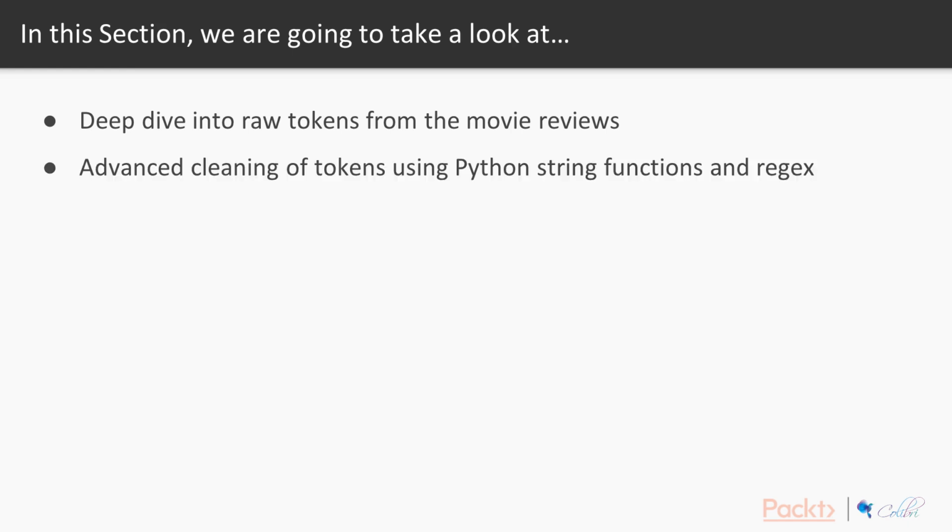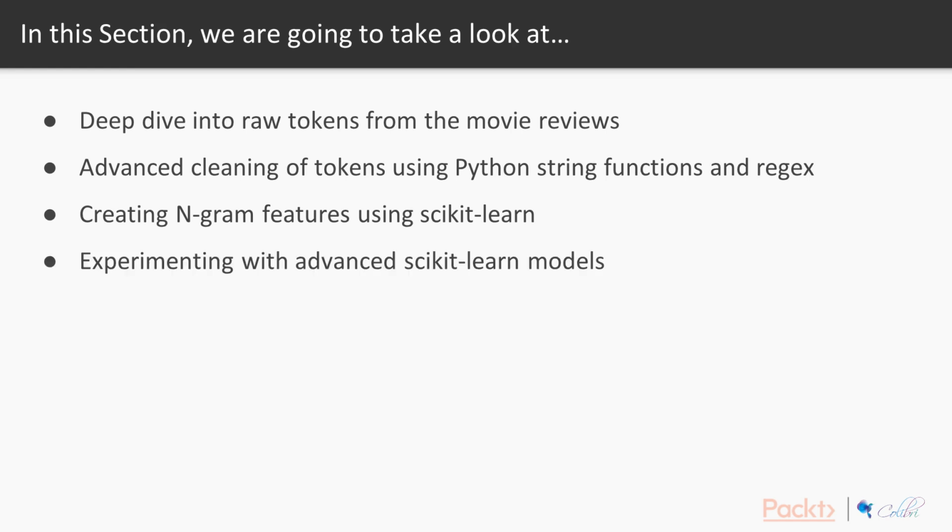In this section, we're going to take a look at number 1, deep diving into raw tokens from movie reviews. Number 2, I'm going to show you how we can use regular expressions and string functions to do advanced cleaning of Python word tokens. Number 3, we're going to cover what n-grams are and how we can create n-gram features using Scikit-learn. Number 4, we talk about how we can experiment with advanced Scikit-learn models and compare them to find the best model for the current task.